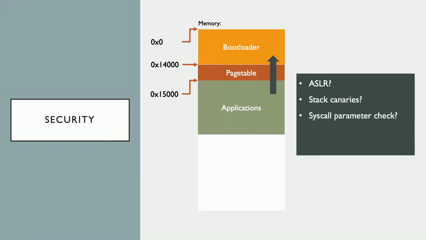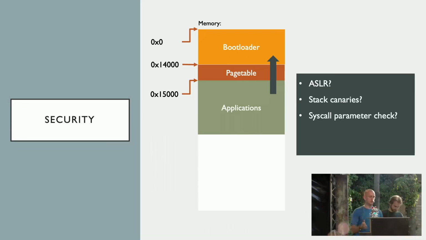So some words on the security of the whole thing. ASLR is a technique which randomizes the virtual memory layout of applications in order to make it harder to mount a buffer overflow, for example. And stack canaries are random values which are inserted in the epilogue and prologue of a function to be able to detect a buffer overflow. Of course, we don't have any of those. It's very simple, no randomization at all.